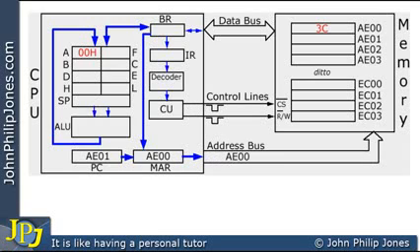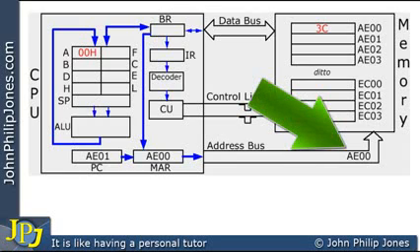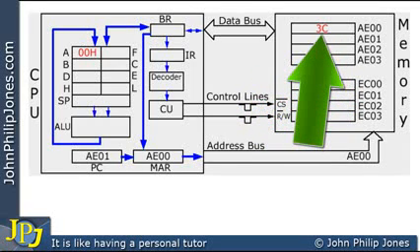The contents of the memory address register is transferred onto the address bus, and the control unit sends out 2 low pulses on the control lines. Now I've paused the video at this point so we can look very carefully at what this actually means. Well, the AE00 is the binary pattern responsible for selecting the memory location AE00 in which the opcode 3C is stored.